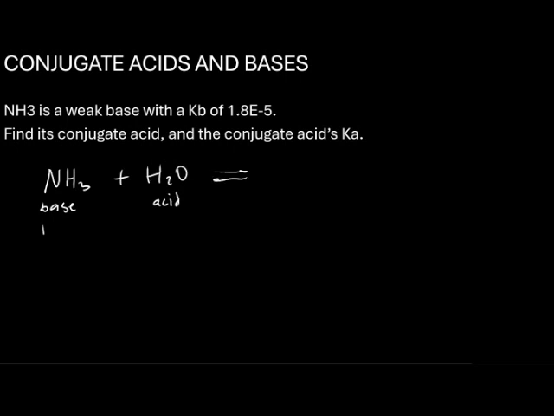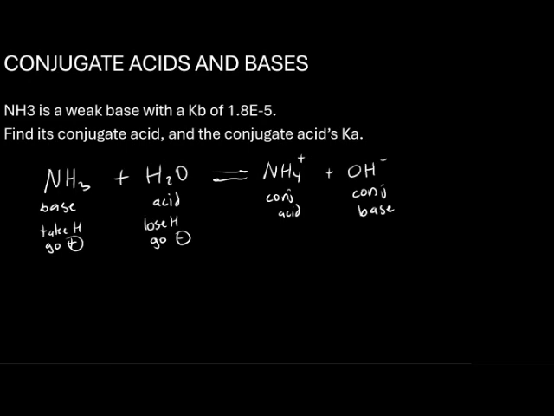Our base will take H and go more positive. Therefore the NH3 becomes NH4 with one additional hydrogen, and it will be positive. This is our conjugate acid. Water, acting as an acid, will lose an H and go more negative, giving us OH negative. This will be our conjugate base. So now we know what the conjugate acid is.